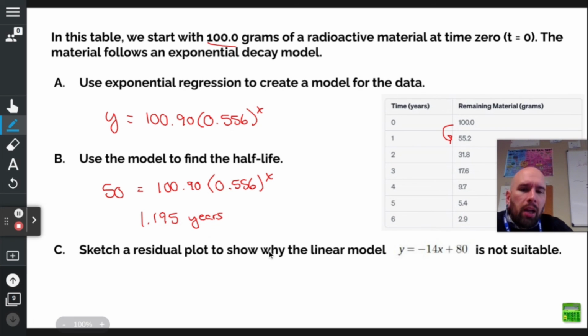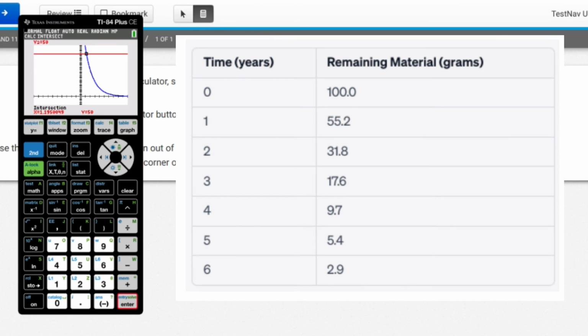Sketch a residual plot to show why the linear model is not suitable. Now, I know it's not suitable because it's exponential, but let's sketch the residual plot to find out why. Now, what I'm going to do here is sketch a residual plot using that linear model that I see.